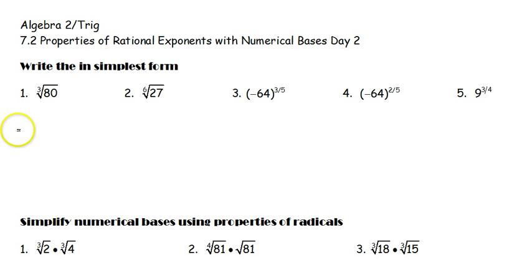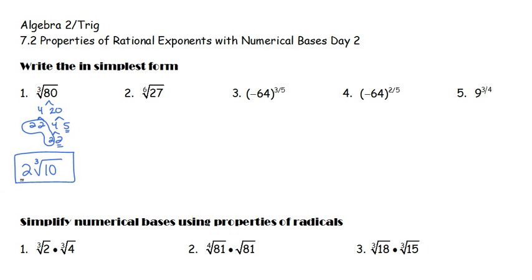The cube root means we need groups of 3 in order to go to the outside. So we're going to break down 80: 4 and 20, 2 and 2, 4 and 5, 2 and 2. Again, we want groups of 3. We have a group of 3 2's with a 2 left over and a 5 left over. That means the 2 goes to the outside. We still have the cube root. Left over on the inside is a 2 and a 5. We multiply those to get 10. So this is 2 cube root of 10.